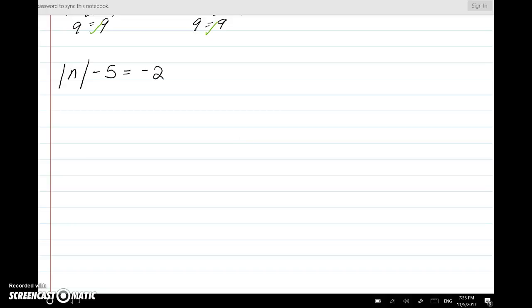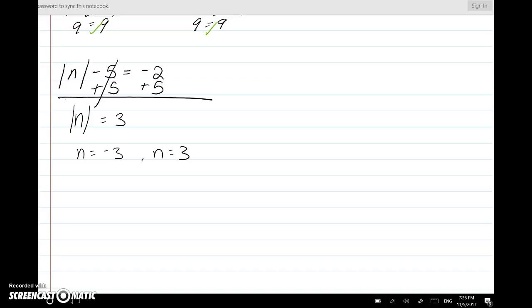Okay. When we solve this, we start by adding 5 to both sides. The 5's cancel out, and I get the absolute value of n equals 3. We want to know which numbers are 3 units away from 0. My answer is going to be n equals -3 and n equals 3. I'm going to check my answers to make sure they work. The absolute value of 3 minus 5 equals -2. 3 minus 5 equals -2, and -2 equals -2. That gets a check.